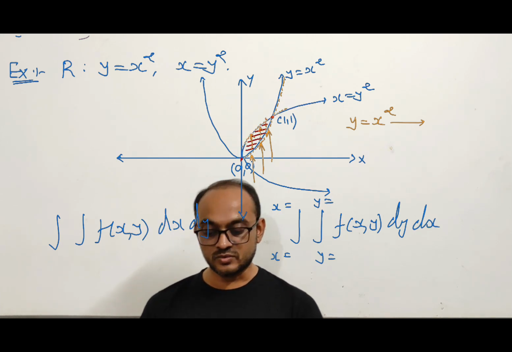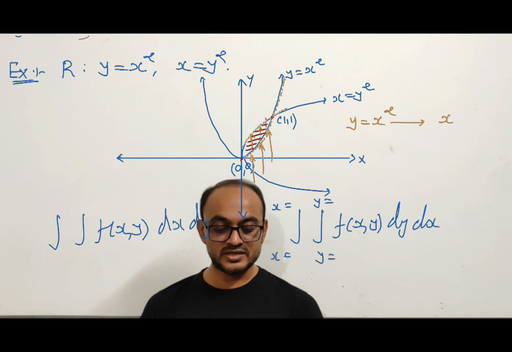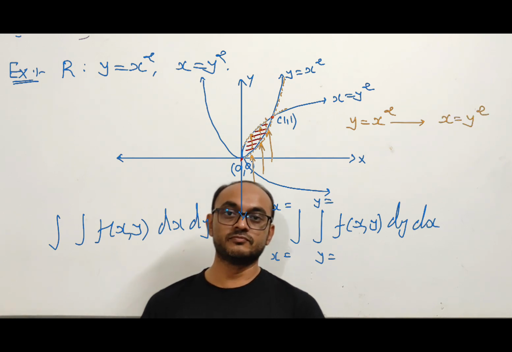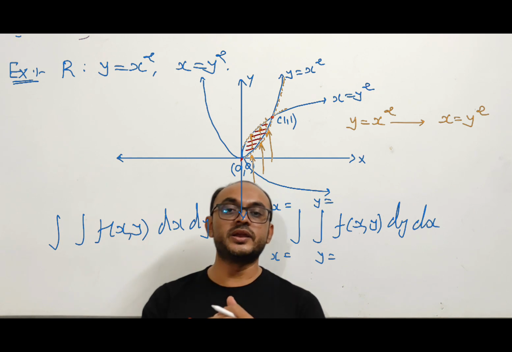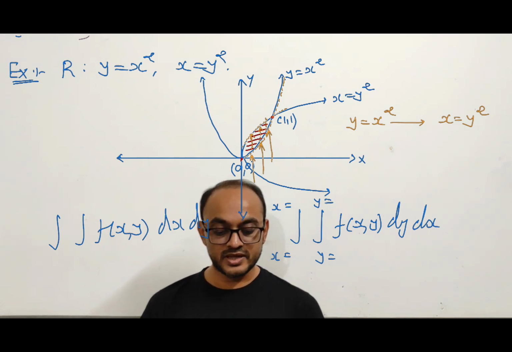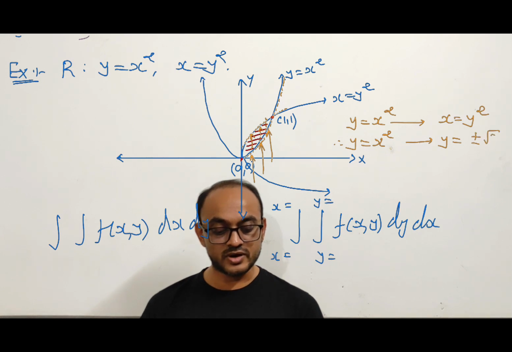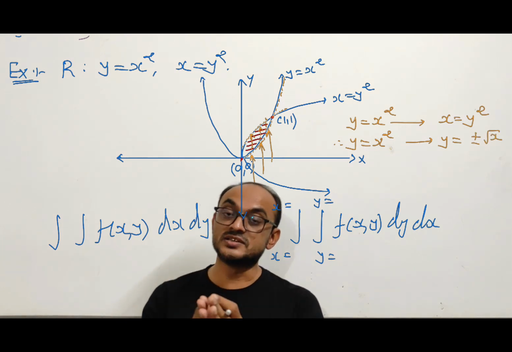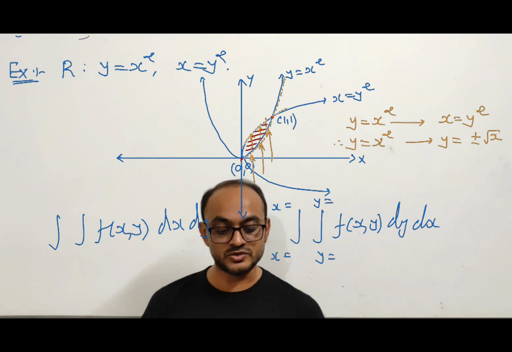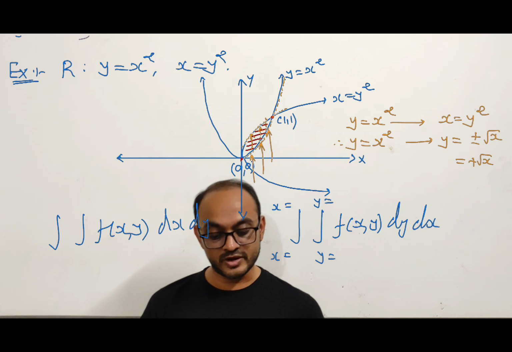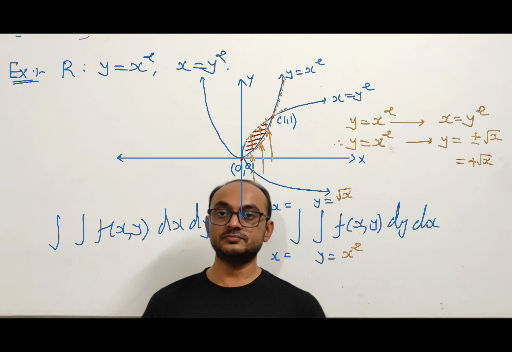The exit has the equation x equal to y square. So our exit is x is equal to y square. I have to write the limit in terms of y. What is y here? It is obvious, which is x square. What is y here? It is plus or minus under root x. As we discussed in the last example, we are in the first quadrant, so we choose the positive value, so it is plus under root x. So my lower limit is x square and upper limit is under root x.